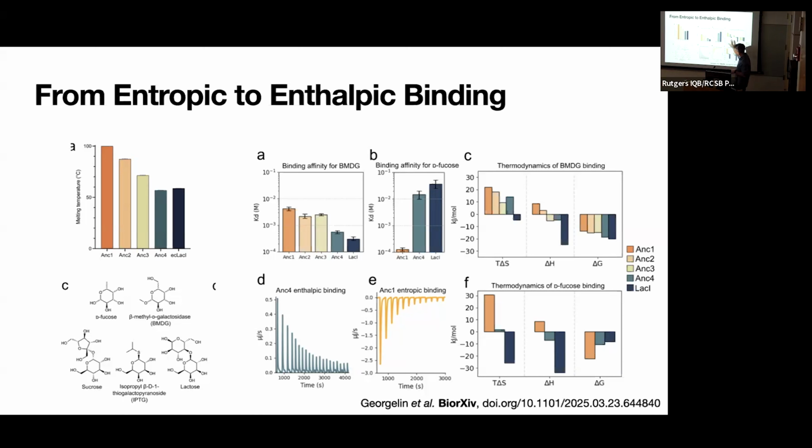But the interesting thing, and I won't go into too much detail, is the binding mechanism is very different. Ancestor 4 binds BMDG with the classically enthalpic mechanism. So you can count the hydrogen bonds and add it all up. It all sort of makes sense. It binds based on it forming bonds with everything in the active site. Ancestor 1 binds D-fucose with an almost entirely entropically driven mechanism. So as well as a change and trade-off in terms of specificity and changes in affinity, what we're seeing is that the fundamental mechanism underlying binding the ligands is quite different.